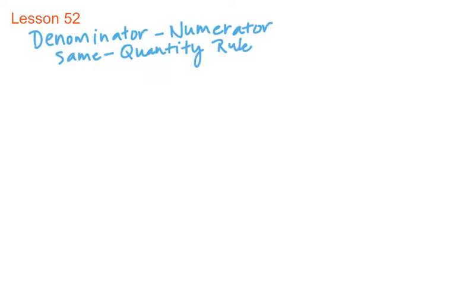This is lesson 52 from Saxon Algebra 1. We're going to start by talking about and reviewing the denominator-numerator same quantity rule. So I'm going to show you some examples of this.